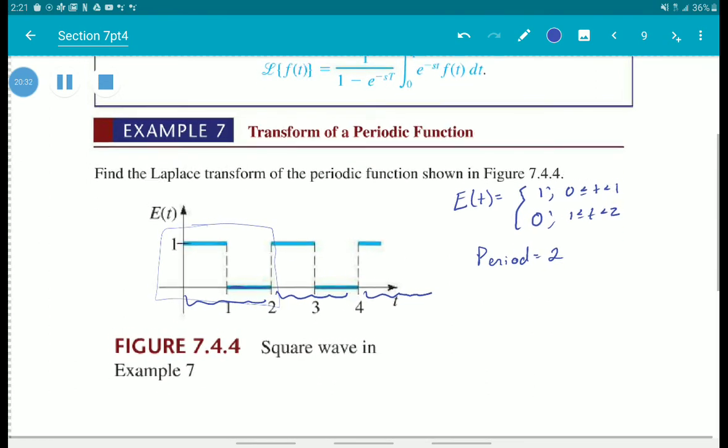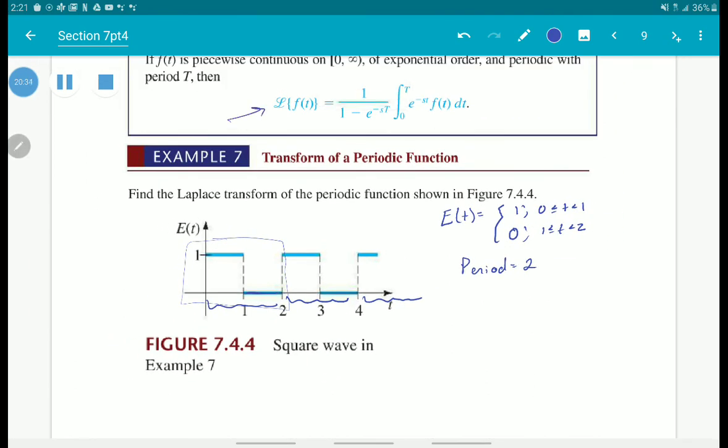So if we want to find the Laplace of this, we're going to use this definition. Our Laplace, and I'm calling it E of t, is going to be 1 over 1 minus e to the negative 2s, since 2 is our period, and that's going in for that T there. Then we're going to integrate from 0 to 2, that's our period, e to the negative st times e of t dt.